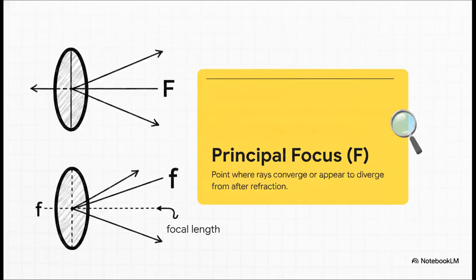Let's officially define that incredibly important focal point. This point of convergence on a convex lens, or the point of apparent divergence on a concave lens, is called the principal focus. We label it with a capital F, and the physical distance from the optical center to this principal focus, that's the focal length, denoted by a lowercase f. Lock this measurement into your brain. It is the fundamental variable we're going to need for all our math a bit later on.